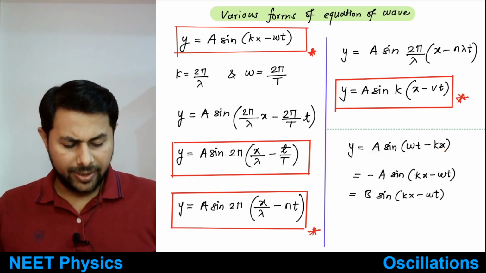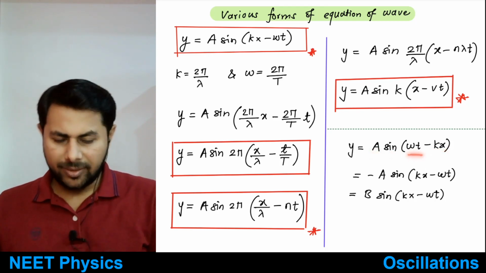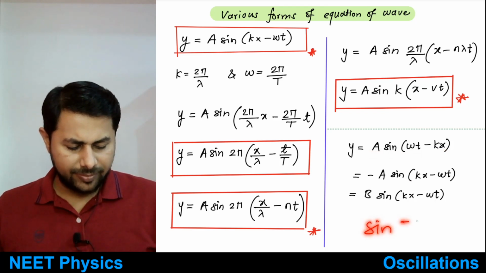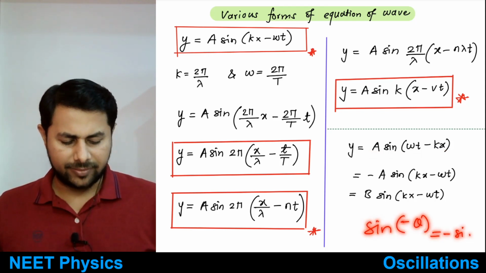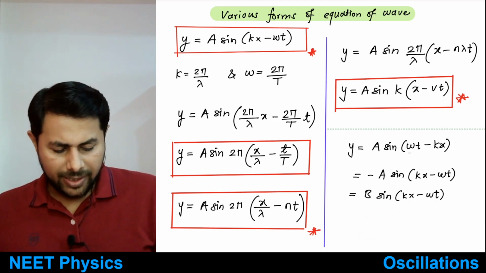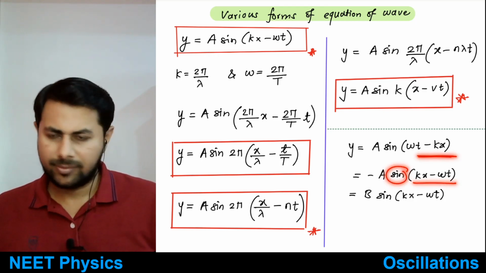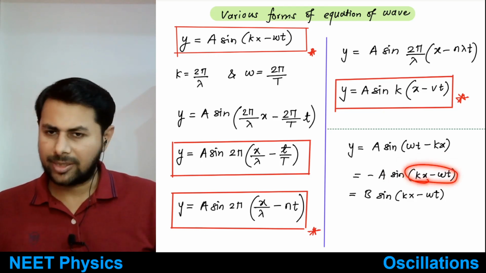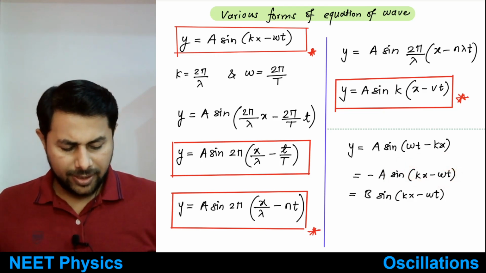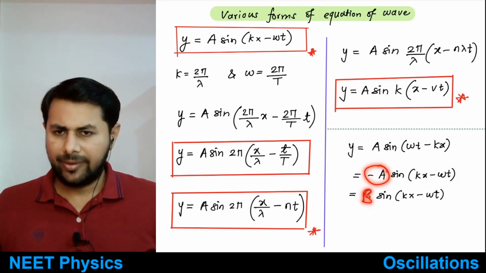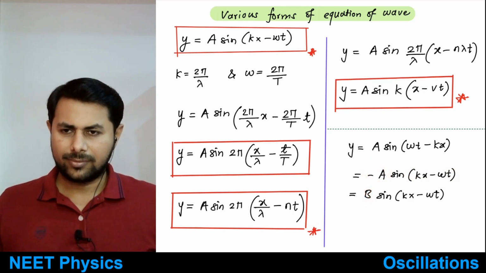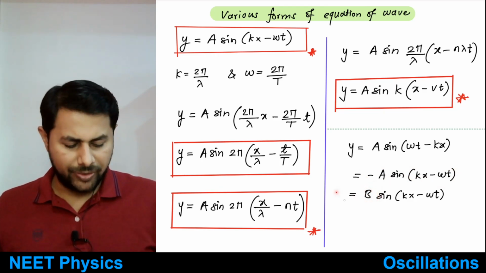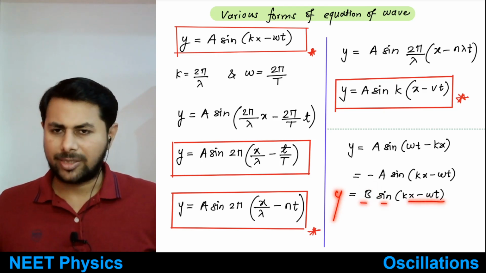Okay, and then you can take this negative sign outside, because sine of minus theta is equal to minus sine theta. So I can just take the negative sign outside, and then what I will get is sine of kx minus omega t. If I move the negative sign outside, I will get minus sine of kx minus omega t, right? So then this minus a can be written as some b. Right, minus a can be written as b. So then what you get is y is equal to b sine of kx minus omega t.